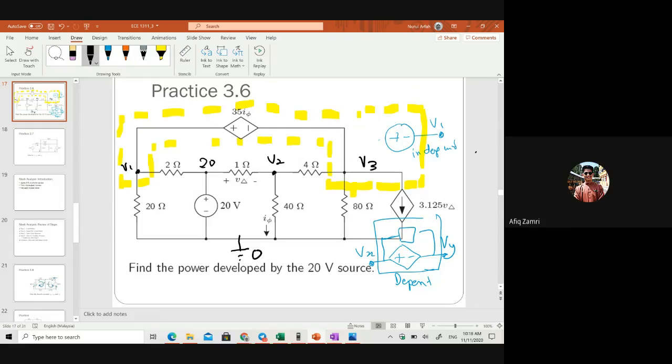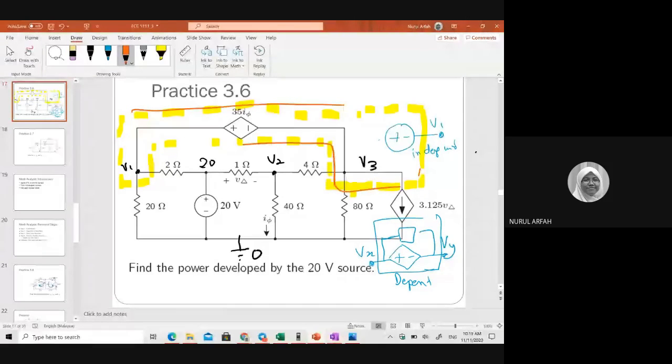Yes. Why yes? There are two unknown variables. Yes, because where is the unknown? V1 and V3. Yeah, V1 and V3 are unknown. So you need to draw the boundary around this one, the one I draw.